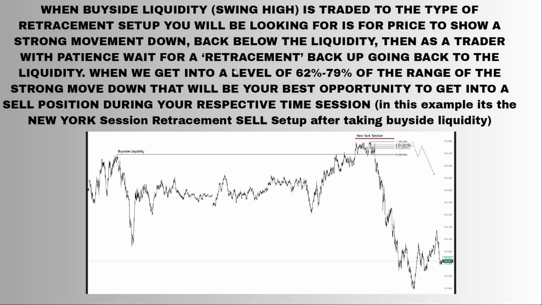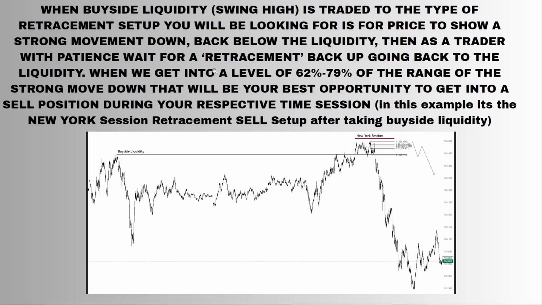When buy side liquidity, which is a swing high, is traded to, the type of retracement setup you will be looking for is for price to show a strong movement down. So we have this layman example here. Price trades down, back below the liquidity. Then as a trader with patience, wait for a retracement back up, going back to the liquidity. So as we trade down the strong price movement, we're waiting for price to trade back up into the buy side liquidity.